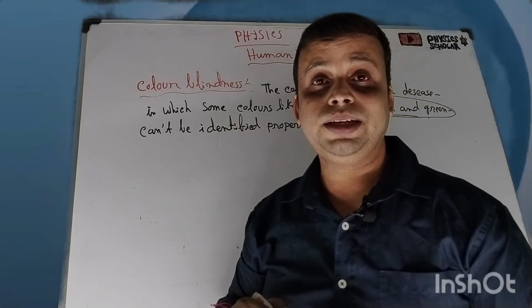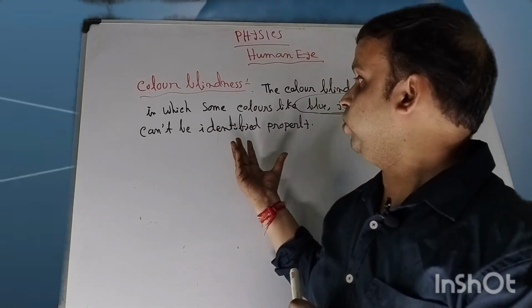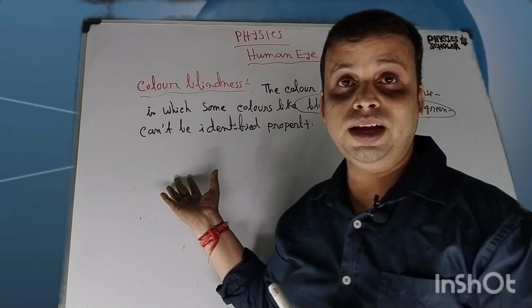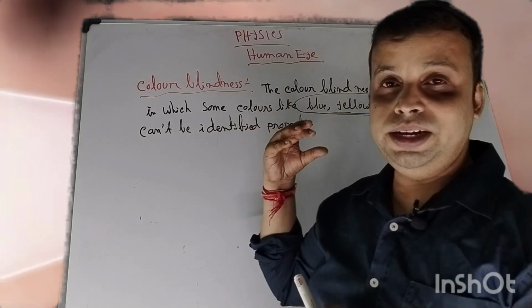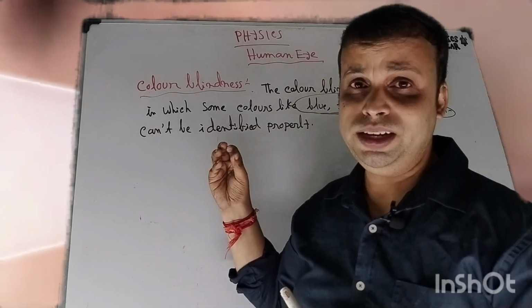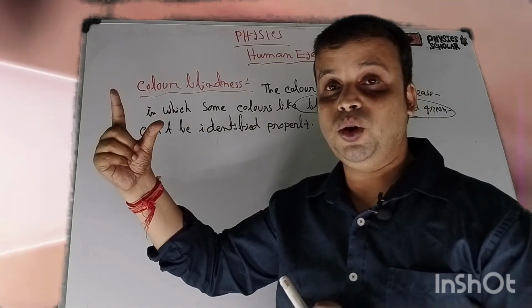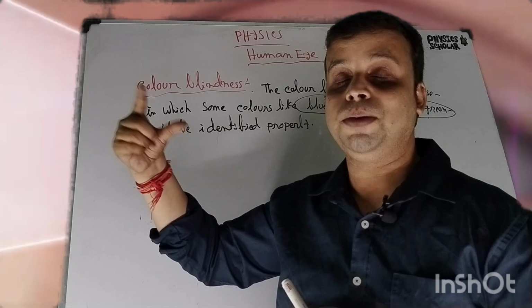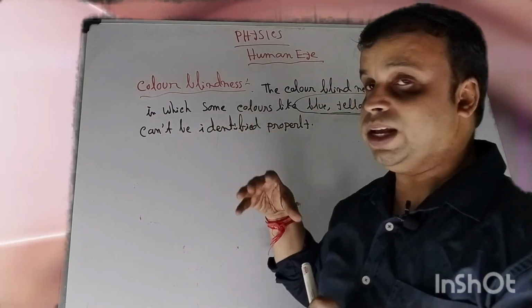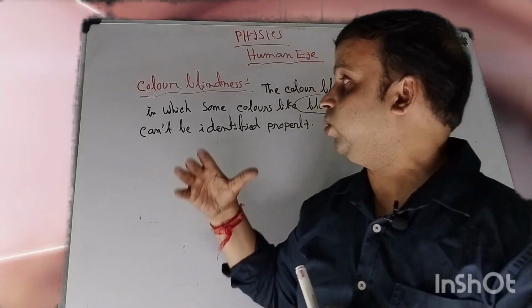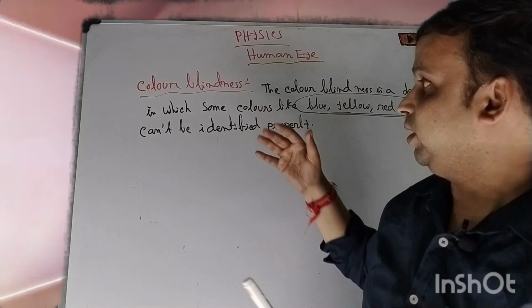Basically it may be a genetic disease, or it may occur due to the destruction of the cone cells of our retina, or any injury on the spot inside the brain where the optic nerve sends the impulses to the brain. If any injury occurs there, then also our brain cannot identify the colors properly. So due to this reason color blindness can occur.